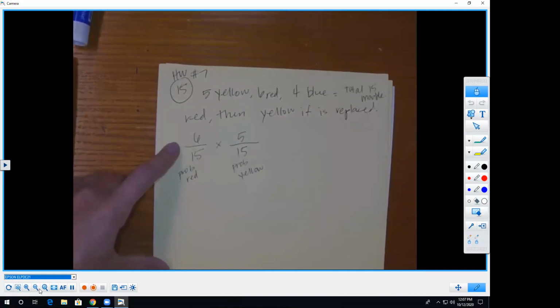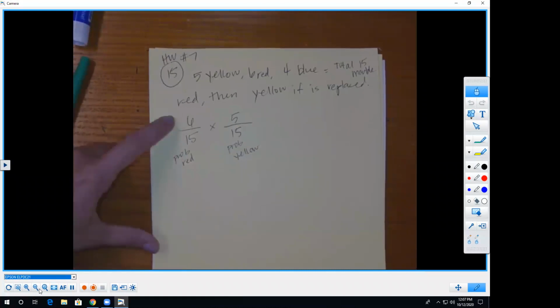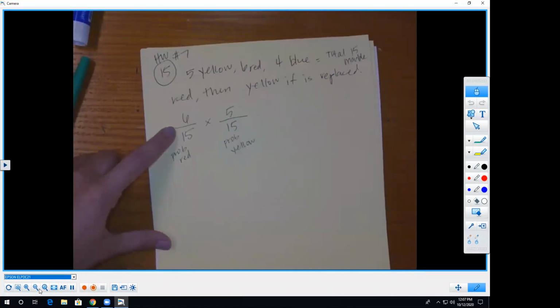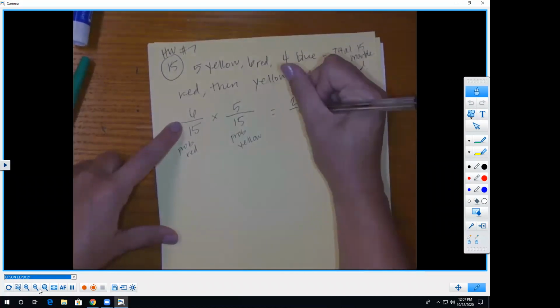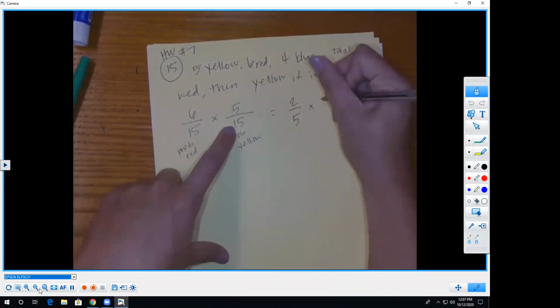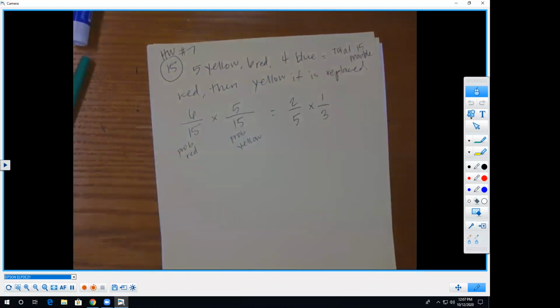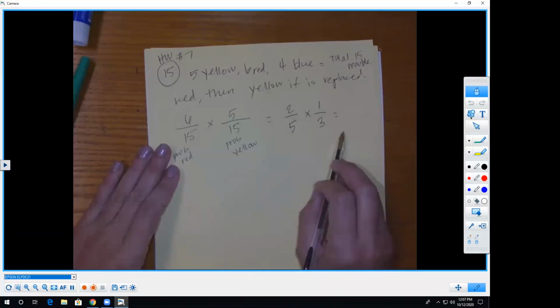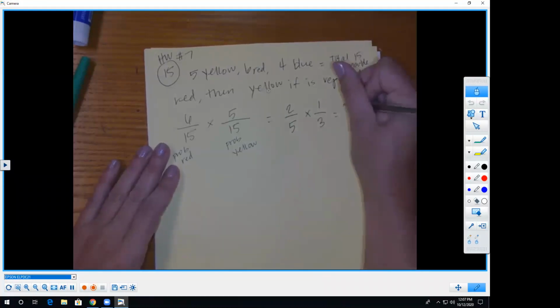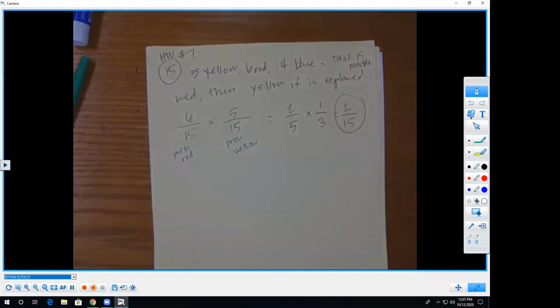You can multiply like that, but those are going to be big numbers. It's a little bit easier if you reduce them first. So 6/15, those both divide by 3, and you would get 2/5, right? 5/15 reduces to 1/3. And then you just multiply across the top, across the bottom. So 2 times 1 is 2, 5 times 3 is 15. So that's the fraction 2/15.